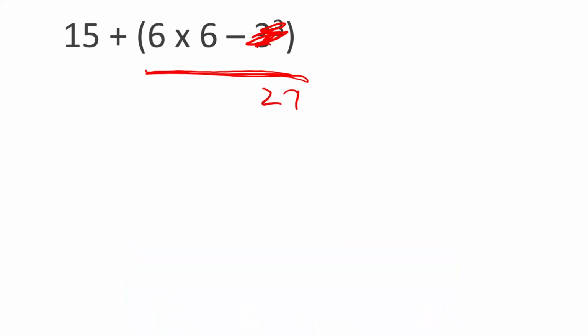Now, we've got multiplication also within the brackets. So let's do this. 6 times 6. 6 6s are 36. So we could replace 6 times 6 with the number 36. Now we have 36 minus 27. So we can take our 27 away from 36 and come out with 9. So we could essentially take that entire bracket and replace it with the number 9. Now we're left with 15 plus 9, and that gives us a final answer of 24.